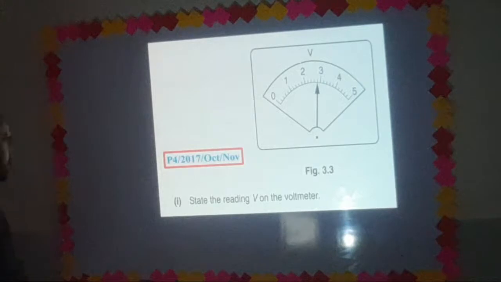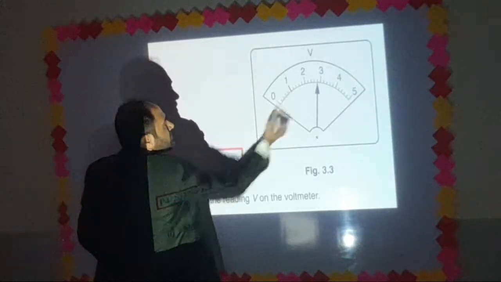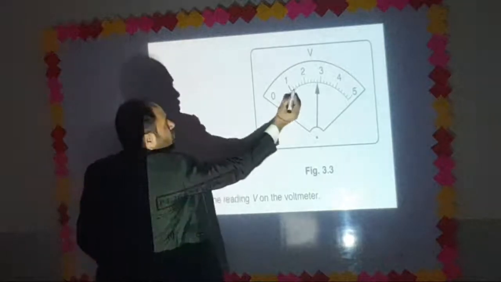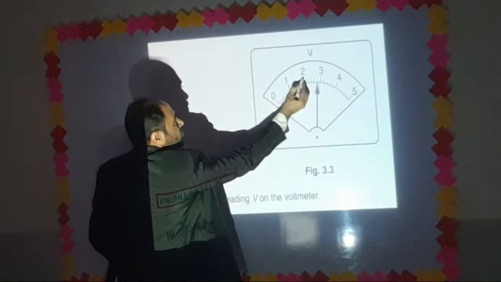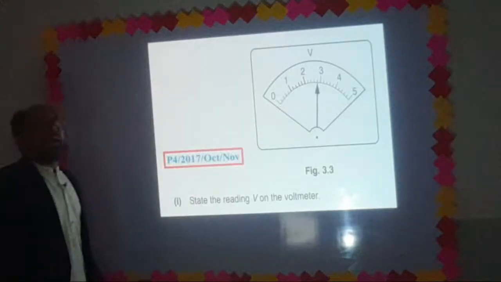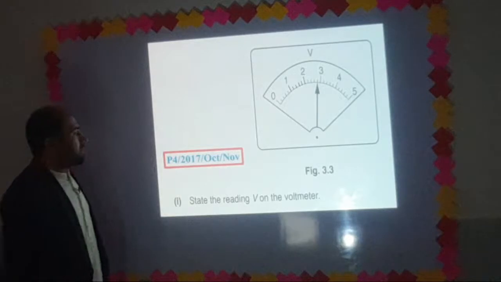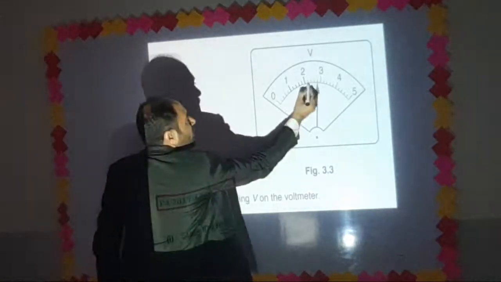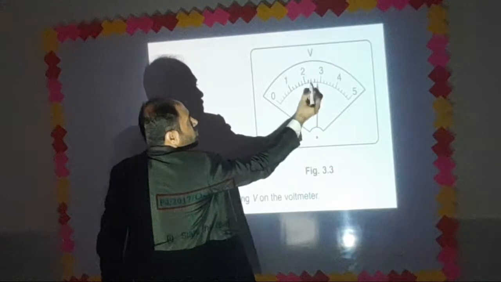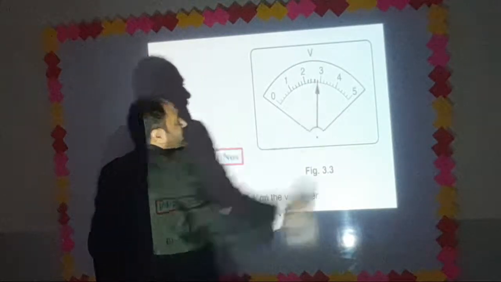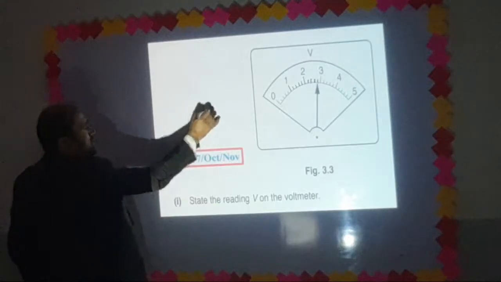2.8. How? Here is 1, 1.2, 1.4, 1.6, 1.8 and 2. Each small division is showing 0.2 volt. So 2.2, 2.4, 2.6, 2.8. So the value is 2.8 volt.